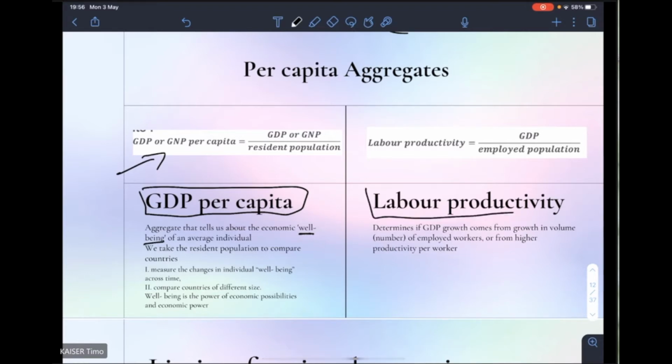The use of labor productivity, again, you have on top here the formula, how it's calculated. It's actually here in order to determine if GDP growth comes from more productivity of labor or if there actually are more people employed. So yeah, it's about labor productivity, as the title says. That would be the last aggregate of national accounting.